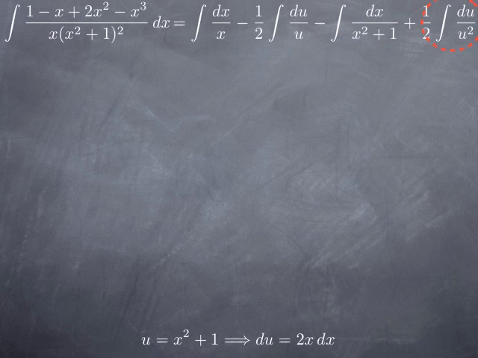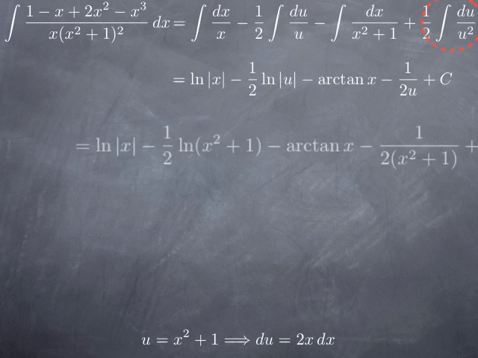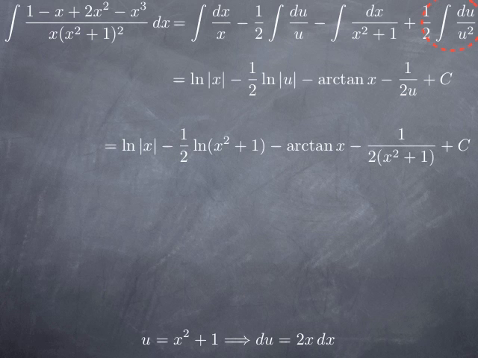And for this last term, we have the integral of u to the negative 2. So we get u to the negative 1 over negative 1. In other words, negative 1 over u, that we multiply by 1/2, it's going to give us negative 1 over 2u. So this is what we obtain, and u was x squared plus 1, so we can just replace it, and we obtain explicitly our antiderivative of the function.